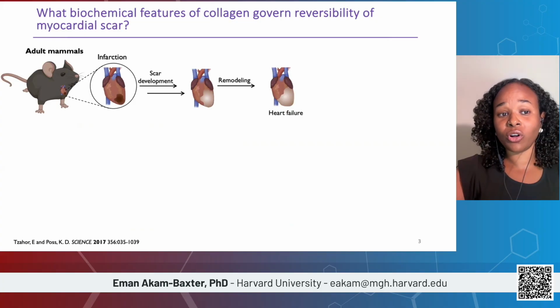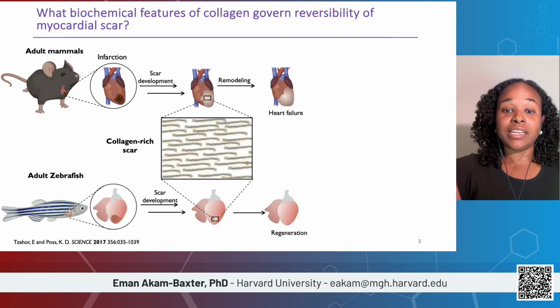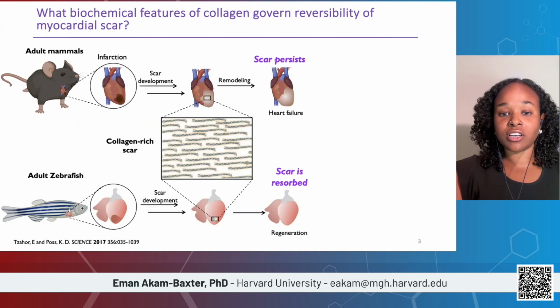And this is true for all adult mammals, but there are organisms like the adult zebrafish in which the same type of injury also results in development of scar tissue. But unlike us, the zebrafish can completely remove that scar as the myocardium regenerates. And in both cases, that scar tissue is made up of the same stuff. It's collagen rich, and that's what gives structure to the scar. Despite the similarity, in one case, the scar is permanent, and in the other case, the scar is resorbed.